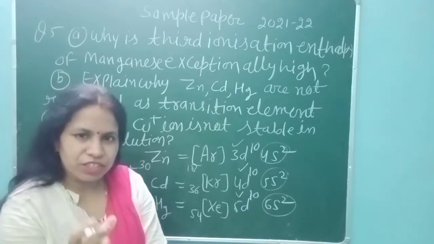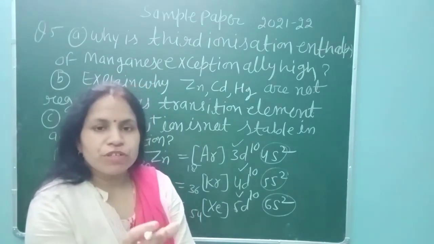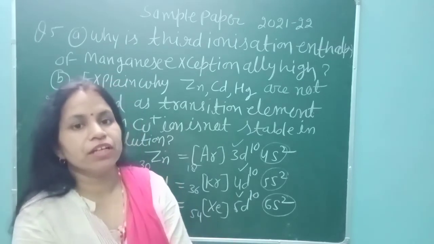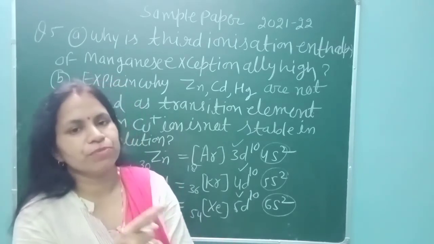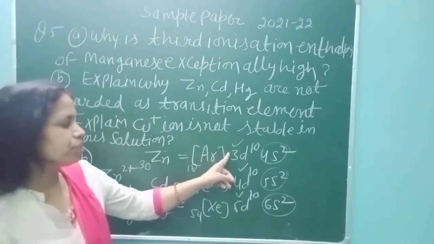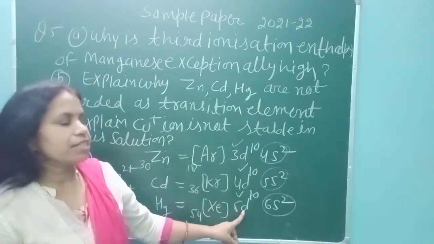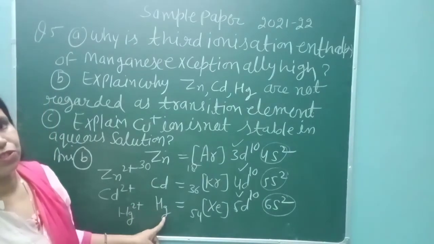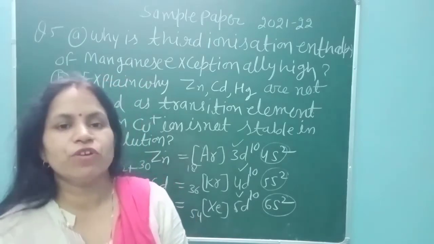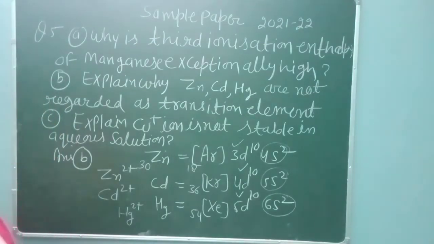समझ में आ गया? What is a transition element? ट्रांजिशन एलिमेंट का मतलब क्या है? Those elements which, in their ground state or in a stable oxidation state, have an incomplete d orbital present, that means it will be a transition element. But in the case of zinc, cadmium, Hg, there is 3d10, 4d10, 5d10 even in the ground state and in the stable oxidation state. So zinc, cadmium, Hg are regarded as d block elements, not transition elements. So clear? So let's see the C part.